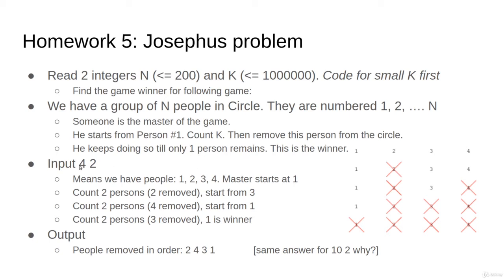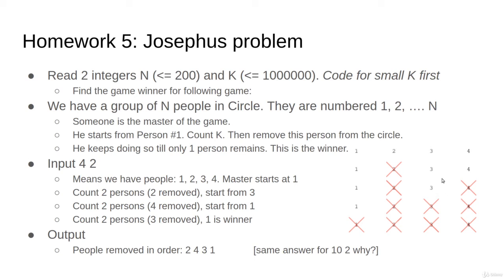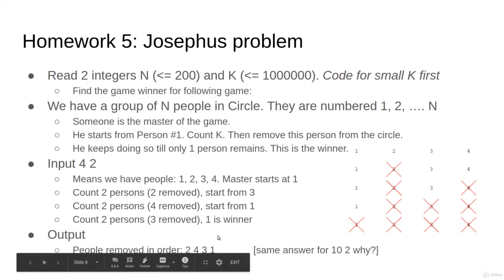Let's say that the input is 4, so 4 persons in a circle, and the counter is just 2. So the guy does as follows. He starts at position 1 and counts 2: 1, 2, then this person will be removed from the list. Now we are at 3. Count 2: 1, 2, then we remove 4 from the list. We are now at the next one, which is 1. Count 2: 1, 3, we remove him, so 1 is remaining. So you should print the order of the people removed. We removed 2, then 4, then 3, then 1.